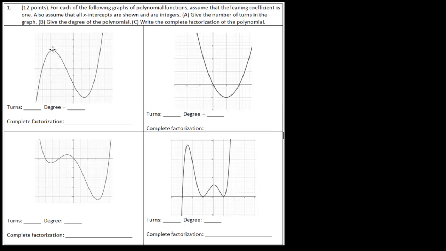We have a turn here and a turn here. So there are 2 turns. If you have 2 turns, you have at least a degree 3 polynomial, and degree is based on what the power of the leading coefficient on x is. This would be the 3rd degree. If it's 3rd degree, that means we should have 3 zeros. Now we have 3 x-intercepts, so that matches up with this.